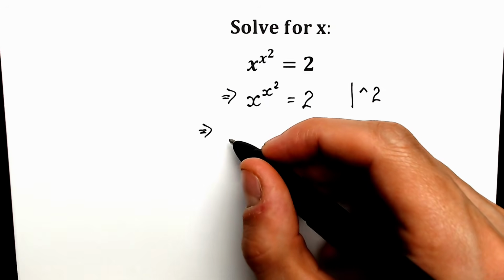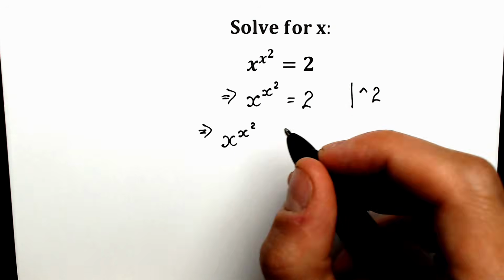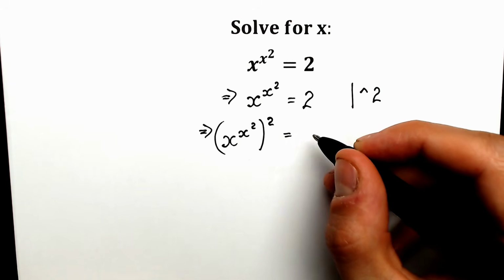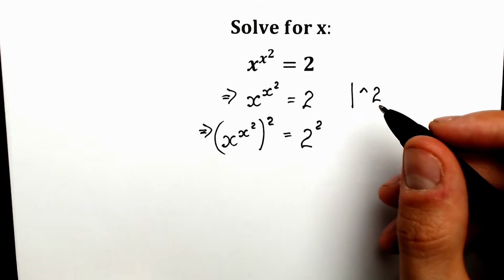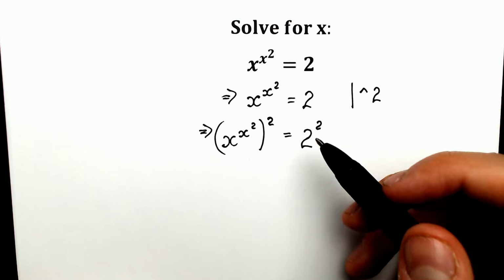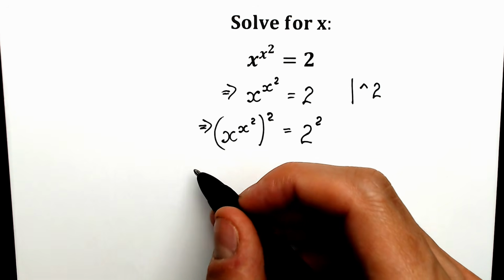On the left side we have x to the power 2, and of course to the power 2 right here, because we're raising our left side, and equal to 2 to the power 2. So we change nothing, we just raise both sides to the power 2. What we're going to do next, we need to remember a really interesting algebra property.